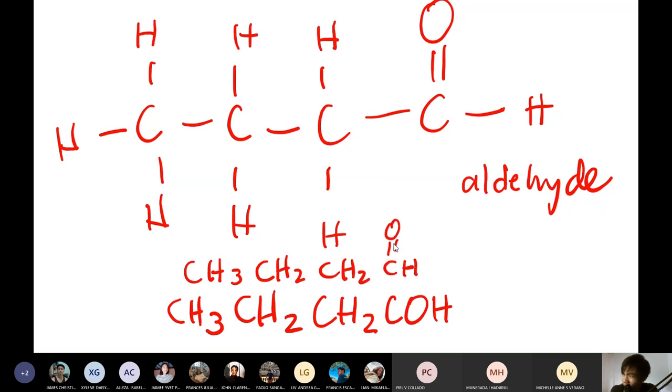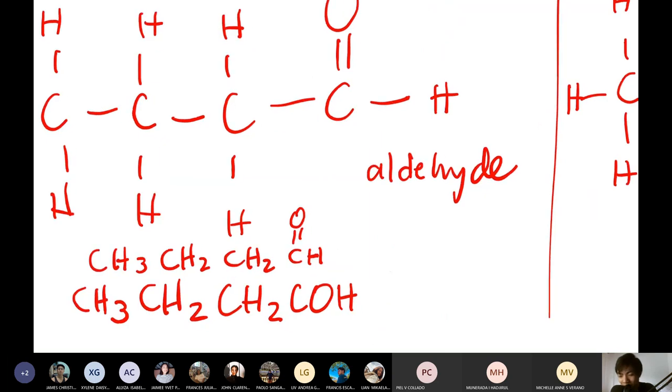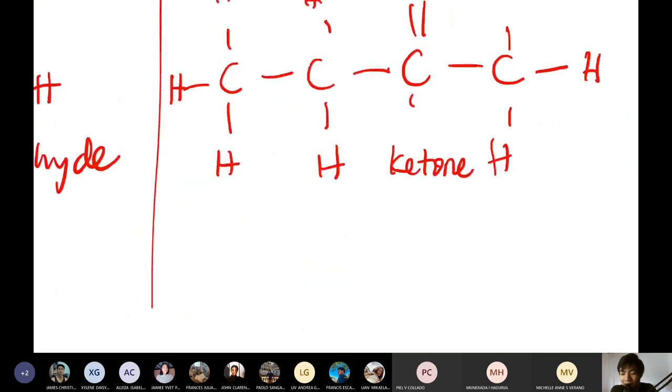Pwede rin yan. Pwede rin ganyan, no? Although pwede rin naman to. Okay? So, lahat naman pwede, no? Basta tama. Okay, that's the structural formula for the aldehyde.